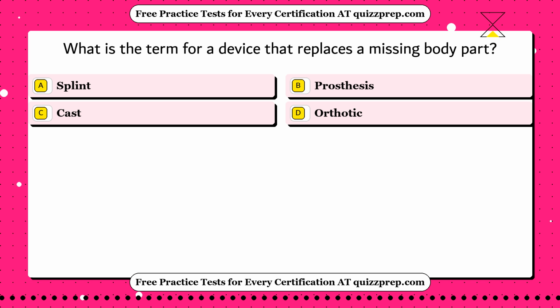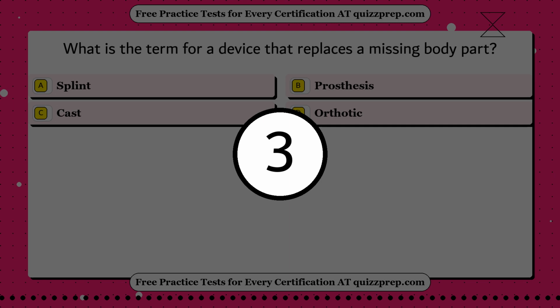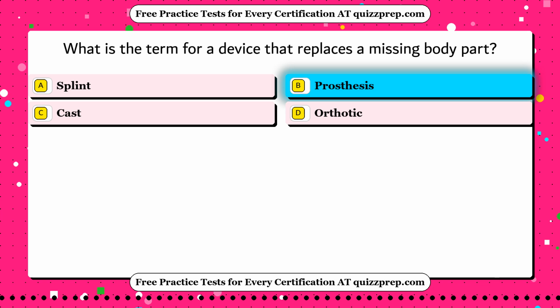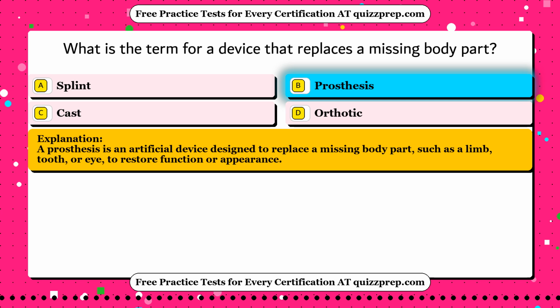Option A, splint. Option B, prosthesis. Option C, cast. Option D, orthotic. The correct answer is option B, prosthesis. A prosthesis is an artificial device designed to replace a missing body part, such as a limb, tooth, or eye, to restore function or appearance.